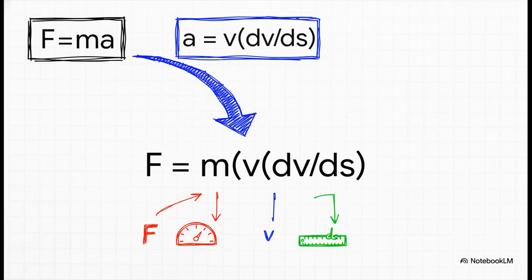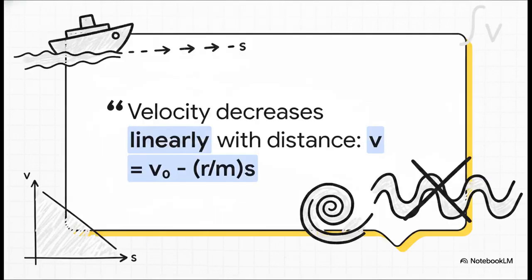So we go back to our good old F equals ma equation, but this time we plug in our new expression for a, and notice what happens. We now have velocity v on both sides of the equation. This is fantastic because it means we can simplify things and create that direct link between force, velocity, and distance that we've been looking for. So we cancel a v from both sides, we do another integration, and we get this much, much simpler result.